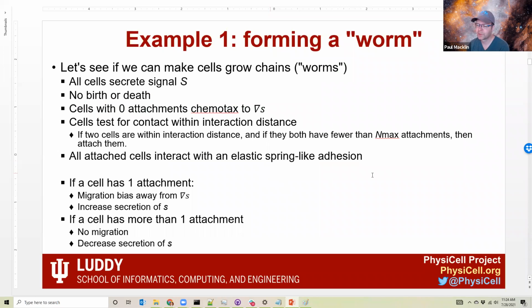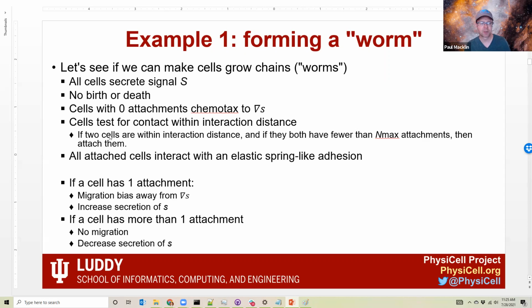Let's put this together and build a basic example of forming a worm-like structure. First, a really basic one. The idea here is that we want to grow a chain of cells, or a worm. We're going to have a bunch of cells independently wandering in space. This is kind of like the beginning of a slime mold: they are secreting a chemical factor, and they're going to migrate up towards that chemical factor to start aggregating. When they get close to each other, they're going to test for contact with an interaction distance, and say that if I haven't exceeded my maximum number of attachments, which is something we are arbitrarily going to choose as part of our modeling process, then they will form an attachment and keep track of that.